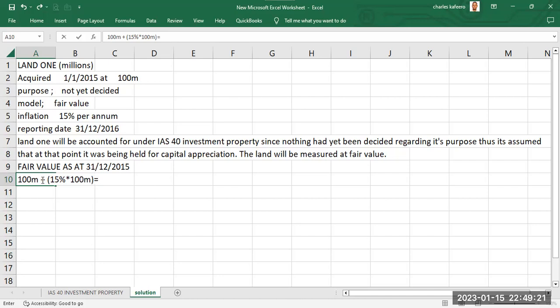Which will give us 115 million. This is going to be the value of the asset as at 31st December 2015. If at all we had depreciation, if this was a depreciable asset, we would first depreciate this asset. But since it wasn't a depreciable asset, then we just take that.